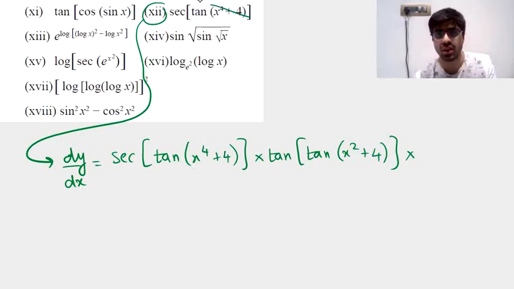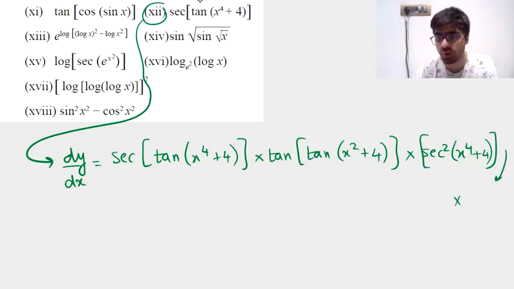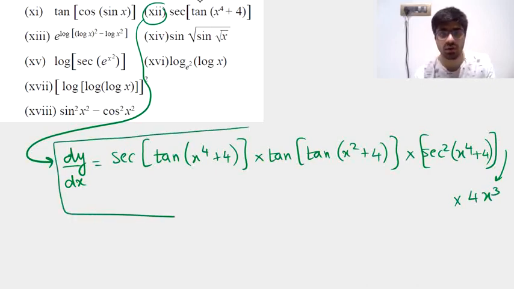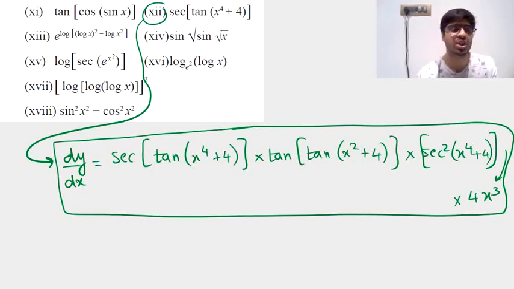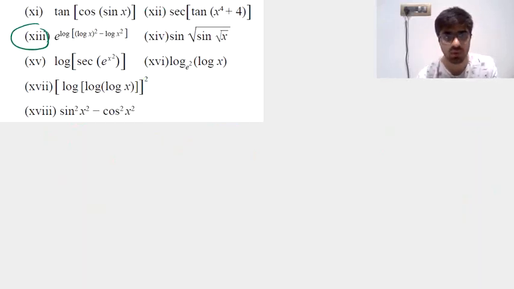So tan of something, the derivative will be sec square of (x power 4 plus 4), and this needs to be further multiplied with the derivative of x power 4 plus 4, and that derivative will be 4x cube. Yeah, so this entire long looking expression is the final expression of dy by dx.